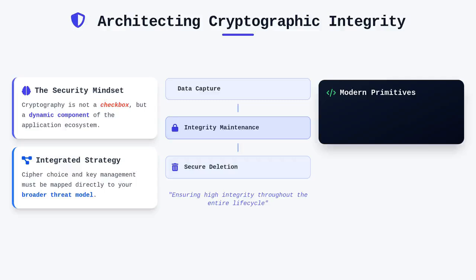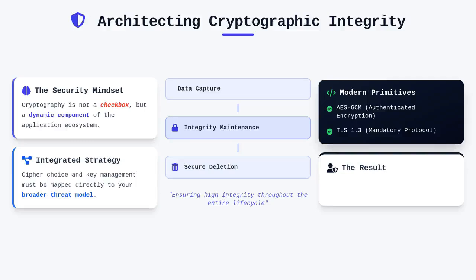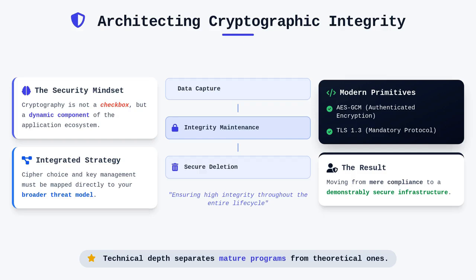By choosing modern primitives like GCM for authenticated encryption and mandating TLS 1.3, you move beyond mere compliance toward a demonstrably secure infrastructure. As we look at these layers of protection, consider how every decision at the code level impacts the privacy of the end user. This technical depth is what separates a mature privacy program from one that relies on theoretical protections.